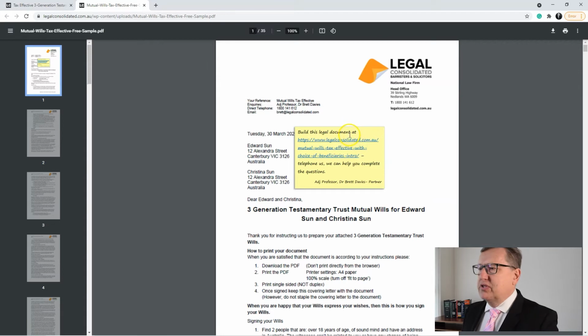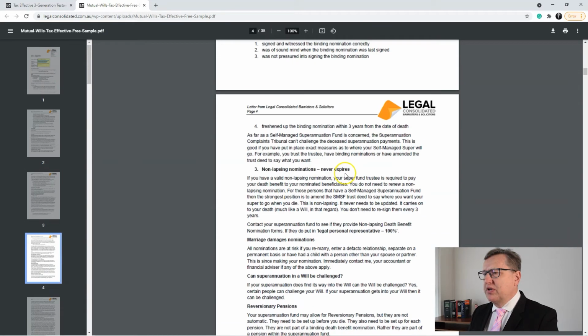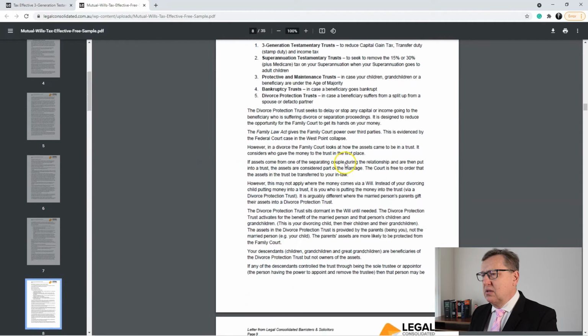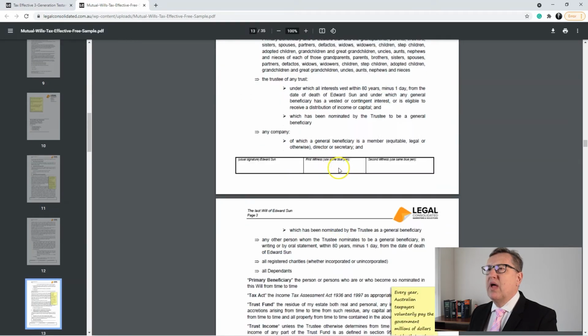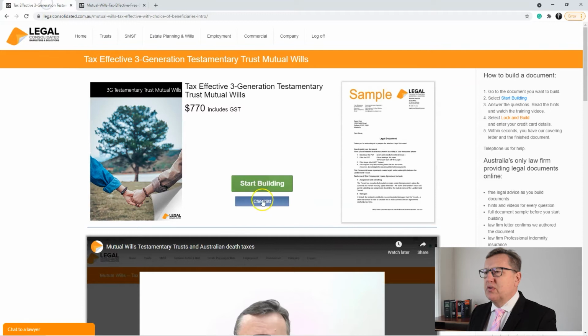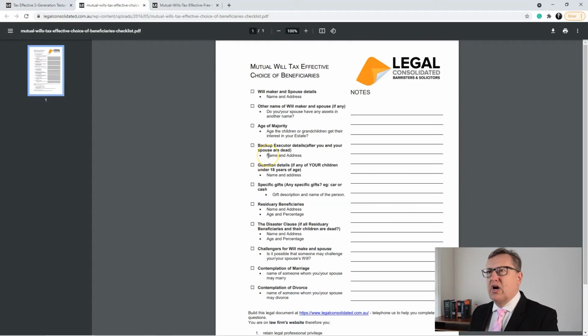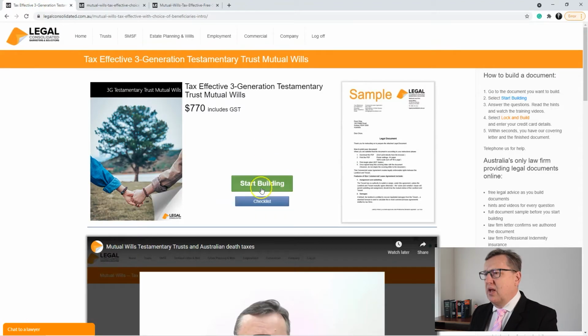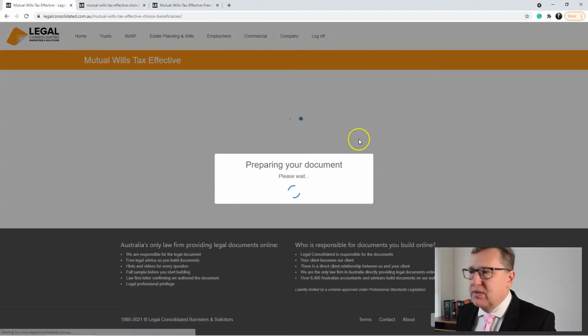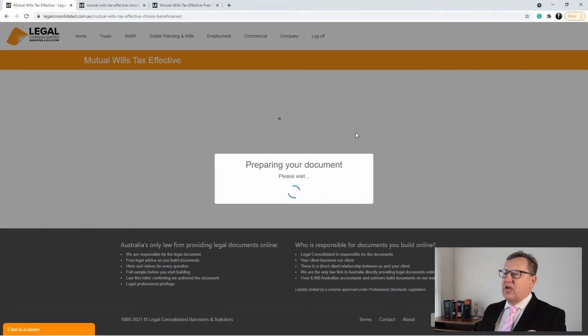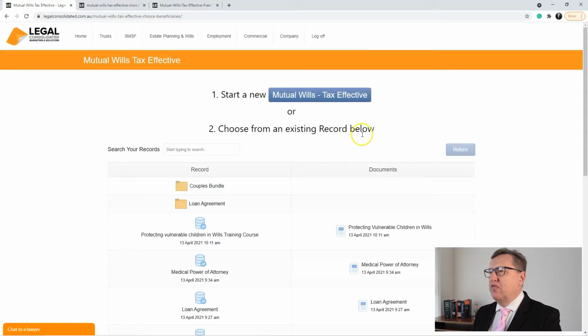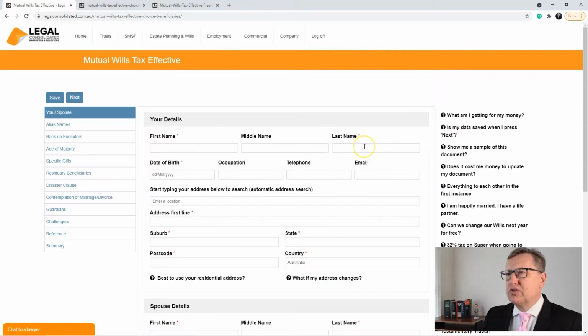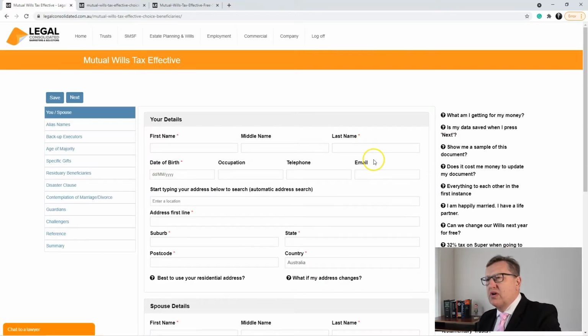All our legal documents have a full sample, so we always get a covering letter, and there's the will, and there's mum's will later on. There's also a checklist which will give you the questions that are going to be asked as you build this will on our law firm's website. Let us begin. The big green button, start building. Now, as with all our documents, you can pick up data from a previous document you've built, but in this instance, I will start the mutual wills, three-generation testamentary trust wills from scratch.